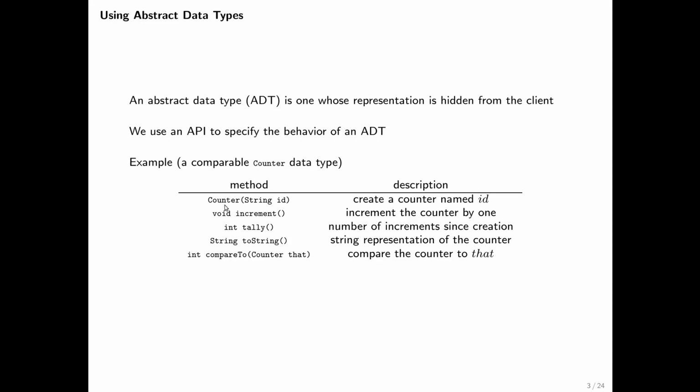And once you have an object built of the counter data type, you can increment its count by making a call to the increment method, which simply increments the counter by 1. And then you can use the tally method to check the current count that the counter maintains, which is basically the number of increments that were done since creation. And then you can get hold of a string representation of the counter object by making a call to the toString method. And finally, you can use the compare2 method to compare two counter objects and figure out which one is smaller.